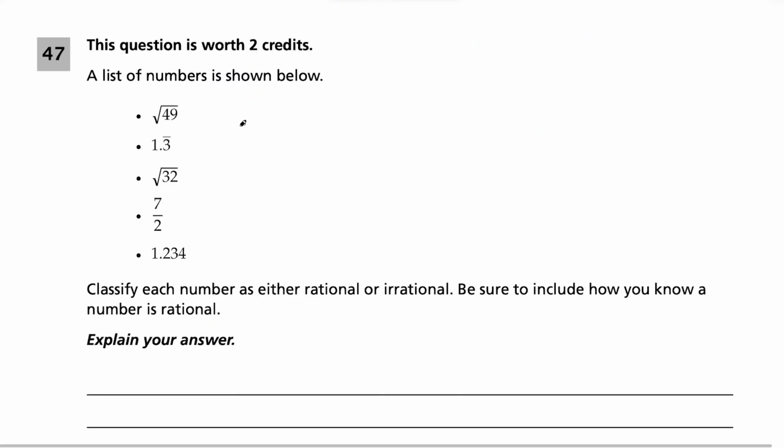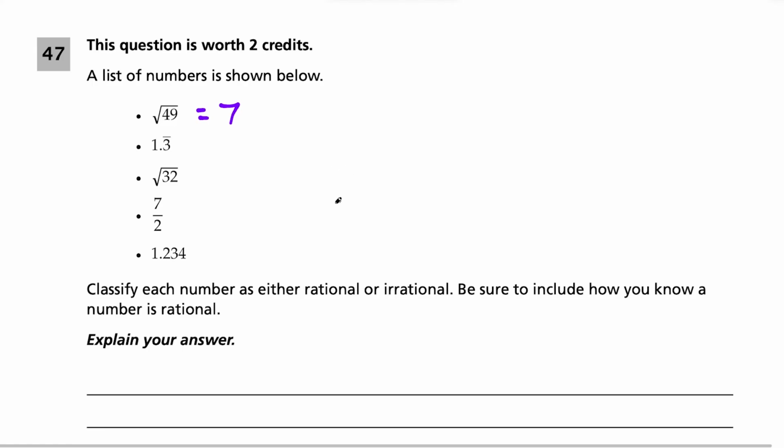Question 47, a list of numbers is shown below, and we have to classify each number as either rational or irrational, and we have to be sure to include how you know a number is rational, and explain our answer. So for this one here, if we just investigate these numbers, we could see which one is rational or irrational. Square root of 49 is equal to 7, and all whole numbers are rational.